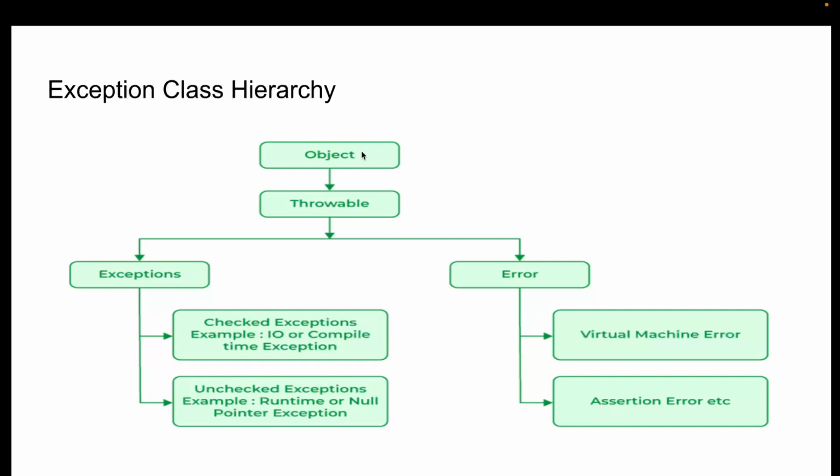Object class is at the super parent level, that is at the highest hierarchy. Then there is the Throwable class, and Throwable has two child classes. One is Error, one is Exceptions. Error is something over which we do not have control, so we will not see it in this class. And we will deal with exceptions. Exceptions are now categorized into two. One is checked exceptions, another is unchecked exceptions. Checked are compile time exceptions, and unchecked are runtime exceptions.